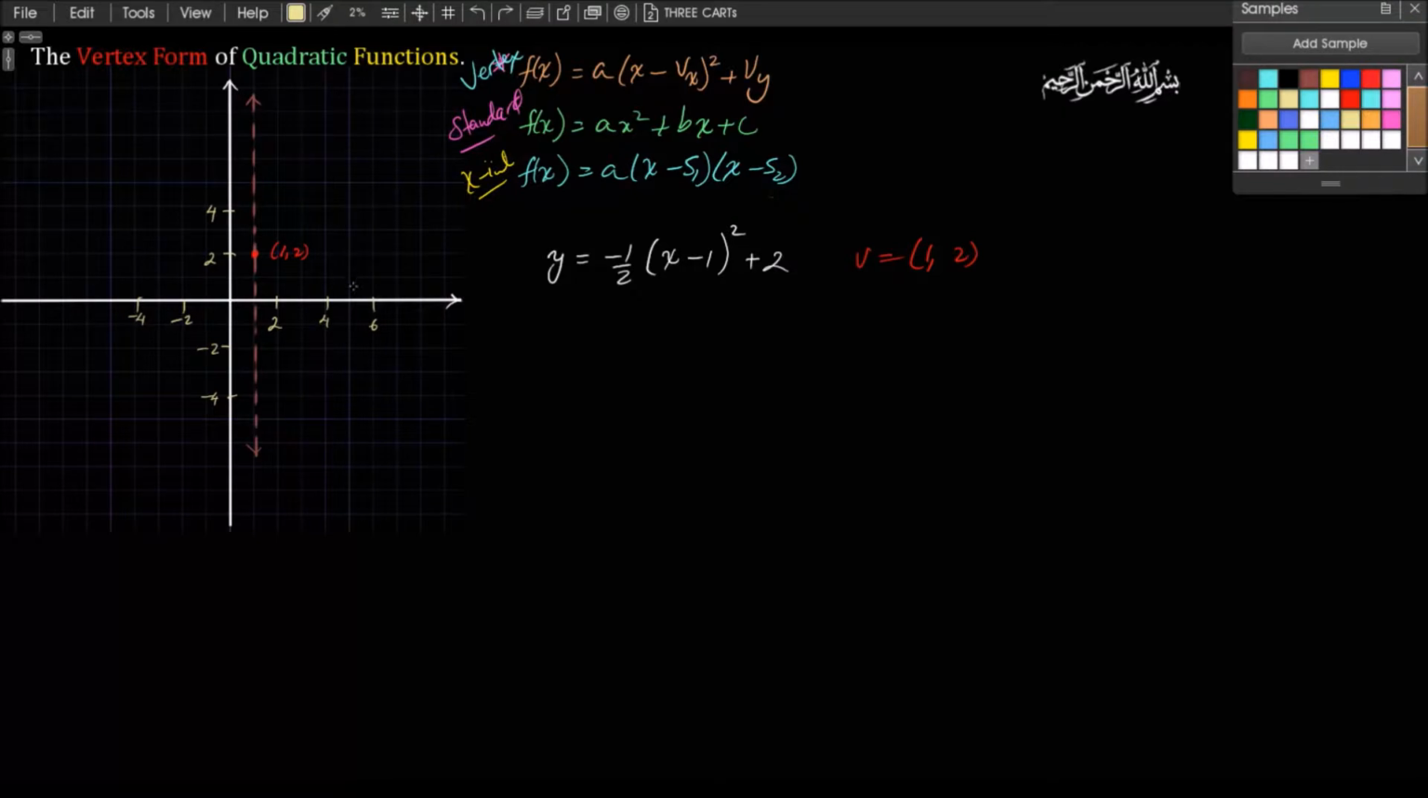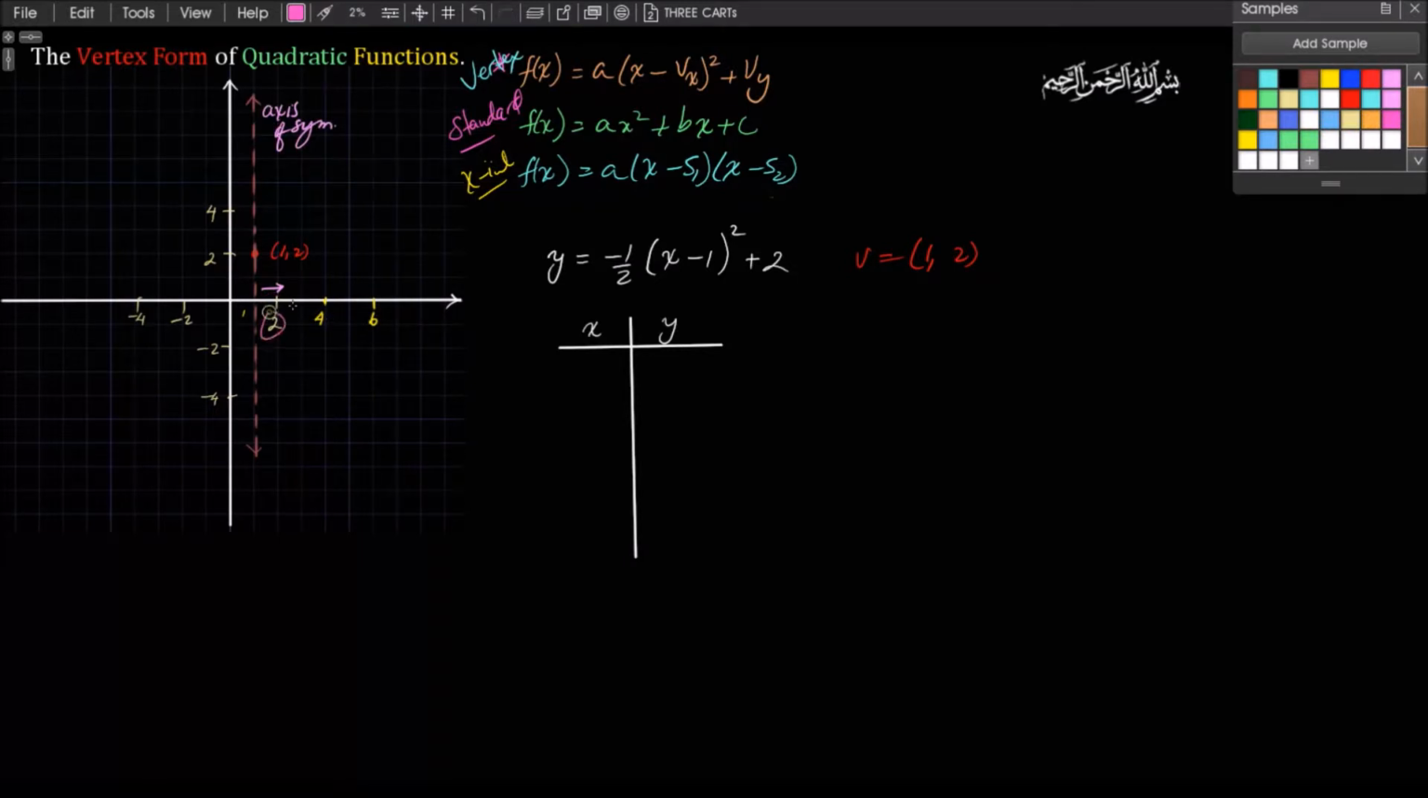Now, all we have to do is generate some points over here and some points over here. But rather, I'm going to generate some points on one side and just reflect them across the axis of symmetry to get the corresponding points on the other side. So basically, we only have to get some points on one side. Okay, so let's make a table. Now, you can technically pick any point to the right of the axis of symmetry.